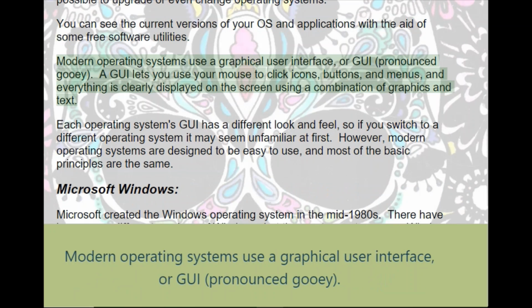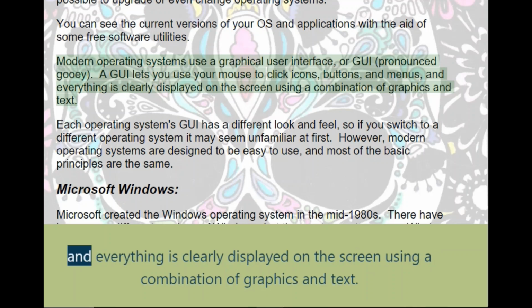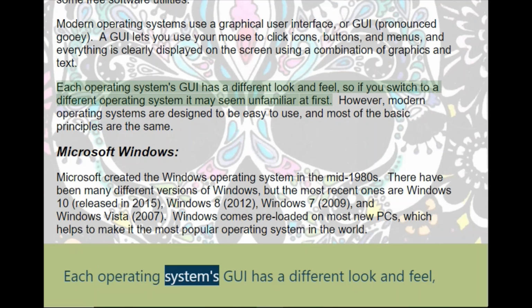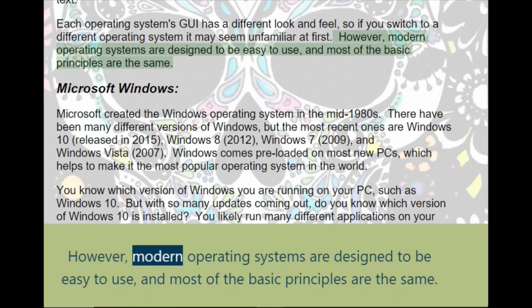Modern operating systems use a graphical user interface, or GUI, pronounced "gooey." A GUI lets you use your mouse to click icons, buttons, and menus, and everything is clearly displayed on the screen using a combination of graphics and text. Each operating system's GUI has a different look and feel, so if you switch to a different operating system it may seem unfamiliar at first. However, modern operating systems are designed to be easy to use, and most of the basic principles are the same.